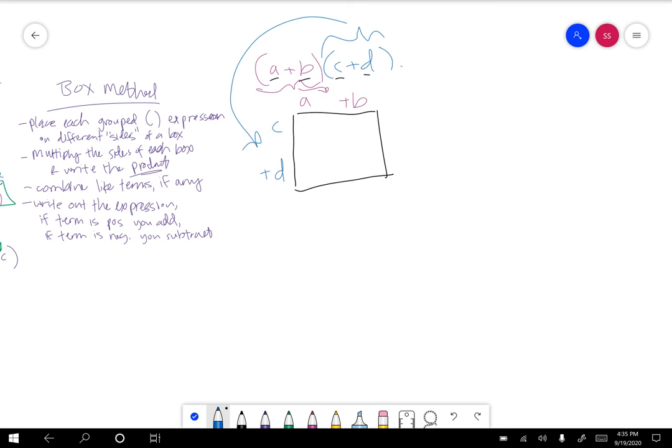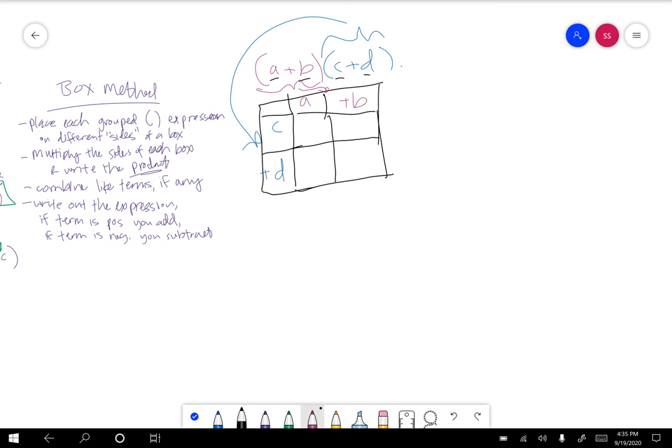That's what I mean by put it on each side of the box. Now we'd put lines in those boxes because it's a 2 by 2 box. You can even extend those lines if it makes a little more sense to you. Like that. Either way is fine. Now we're going to multiply the sides of each box and write the product.